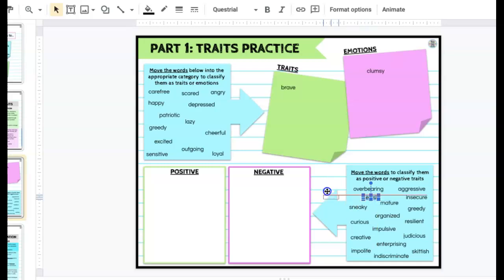So selfish, I would put under negative. It's a negative trait. No one wants to be described as selfish. You have to decide, is greedy positive or is it negative? And then you decide and you put it over there. So once all those words are over there, you'll complete the assignment and it will send to me.